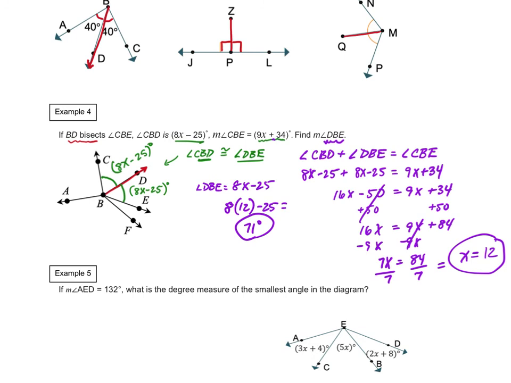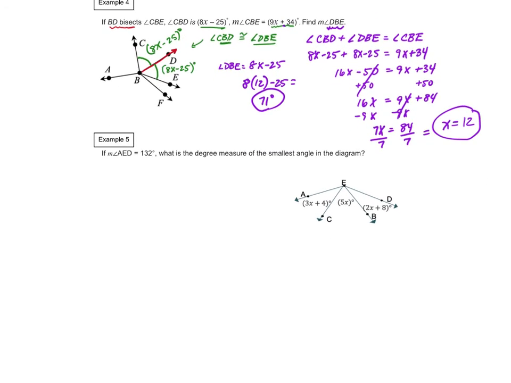Okay, so again, creating that definition, we may have been a little bit ahead of ourselves when we came up with this information, but it did help us over here. So it's really just sort of gathering the information, putting it together, and seeing what you need, what you have, and what is useful. Okay, so here it says, example number 5, if the measurement of AED is 132 degrees, what is the degree measure of the smallest angle of the diagram?